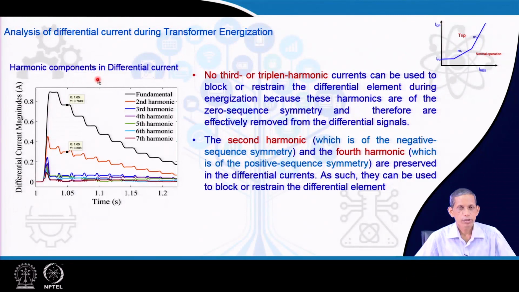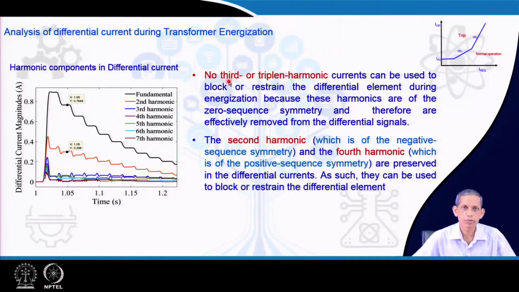The harmonic components in the differential current during inrush current are shown here for the earlier case of energization. It reveals different harmonic components including the fundamental. The fundamental goes down, as already mentioned it has a large time constant, and it decays and finally settles to the magnetizing current. This curve contains a very large amount of second harmonic, that is a speciality, and it also contains other harmonic components, from third, fourth, fifth, and so on.